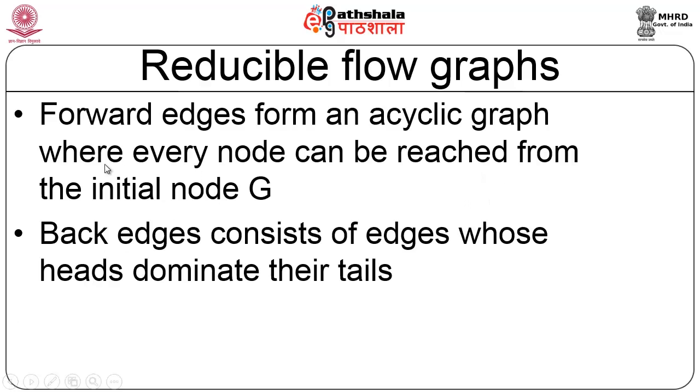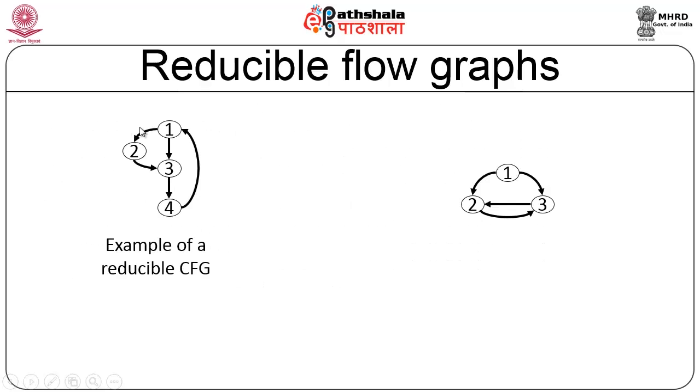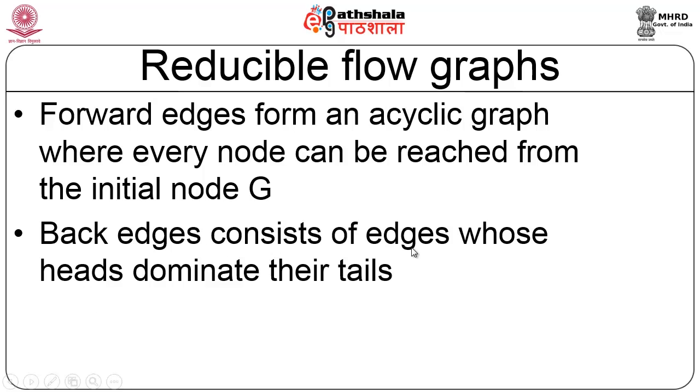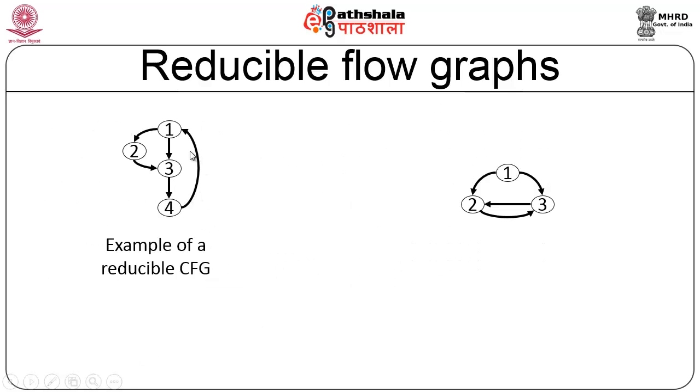So what is the forward edge? Forward edges form an acyclic graph. Here, if I cut this back edge, 1, 3, 4 will basically form an acyclic graph. The next one is that the back edge consists of edges whose heads dominate their tails. So here this is the back edge, so 1 is dominated by 3, 3 dominates 4, and so on. Therefore this is a reducible flow graph, whereas here it is an irreducible flow graph.